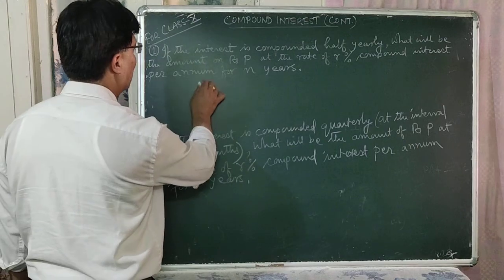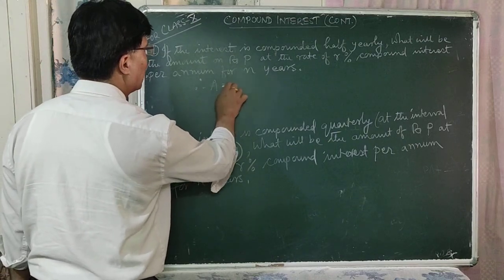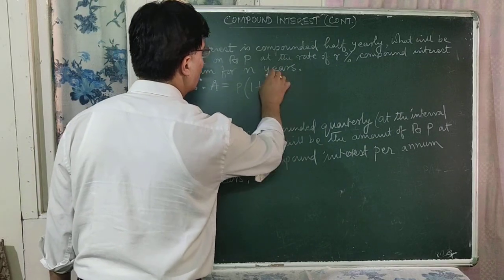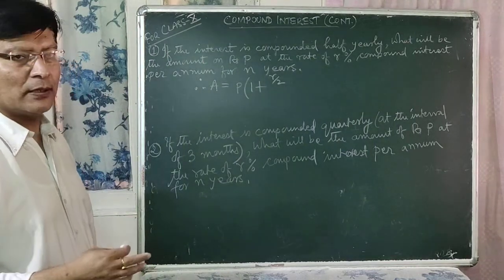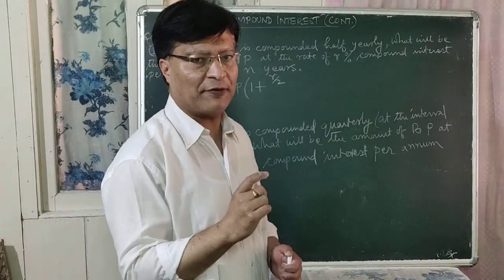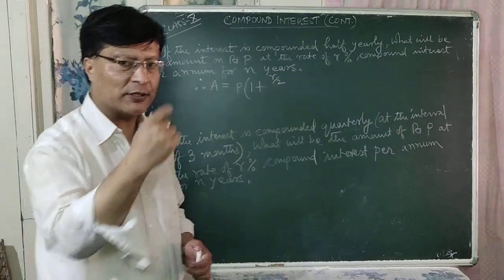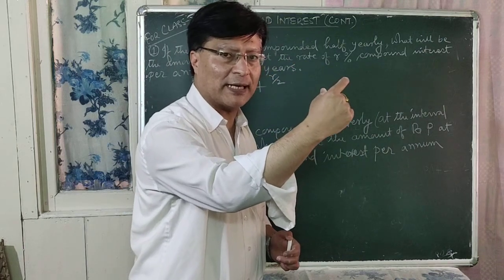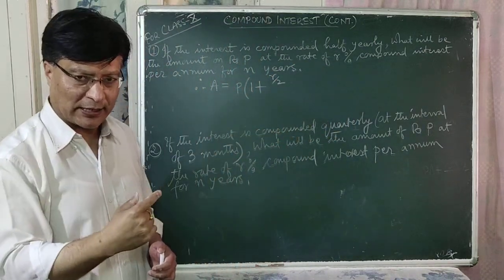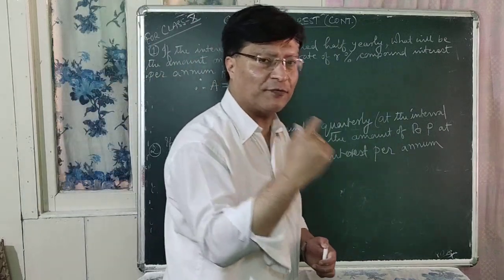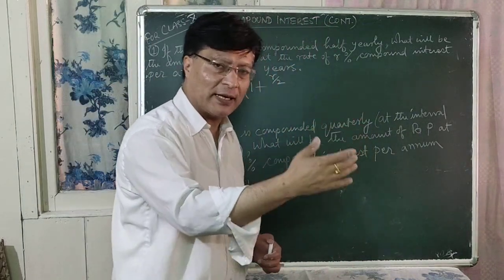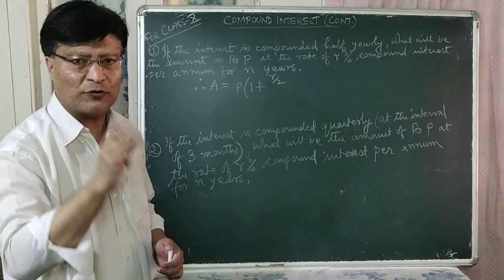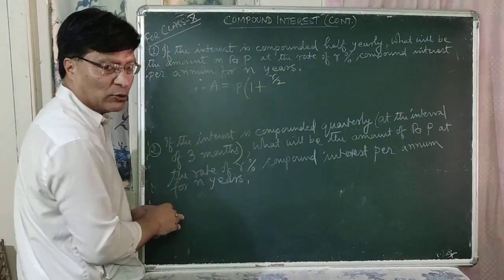So what was the amount after n years? The formula is A is equal to P within bracket 1 plus R by 2. Why is it divided by 2? Because it is compounded half yearly. For the whole year, half yearly means 6 months and 6 months. For the first 6 months, that is the first phase, and for the second 6 months, that is the second phase. How many phases are there? 2 phases are there. That's why this R is divided by 2.